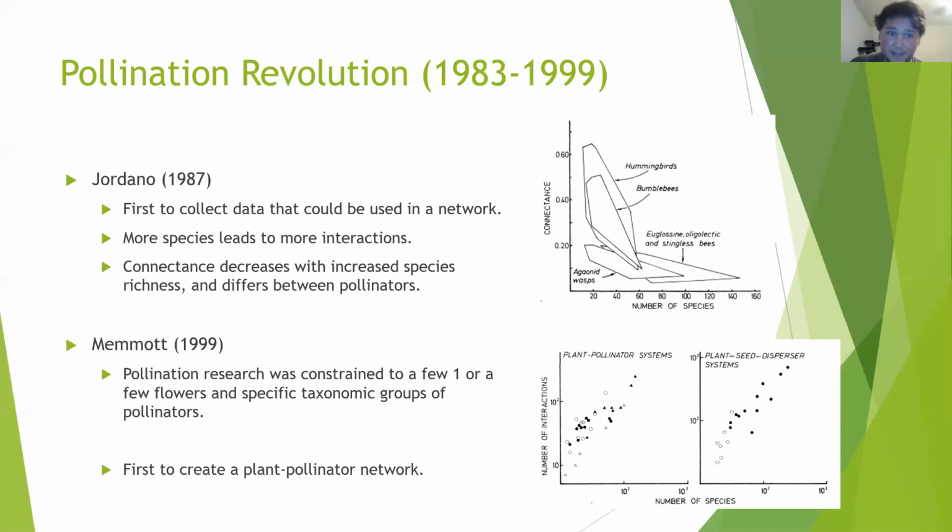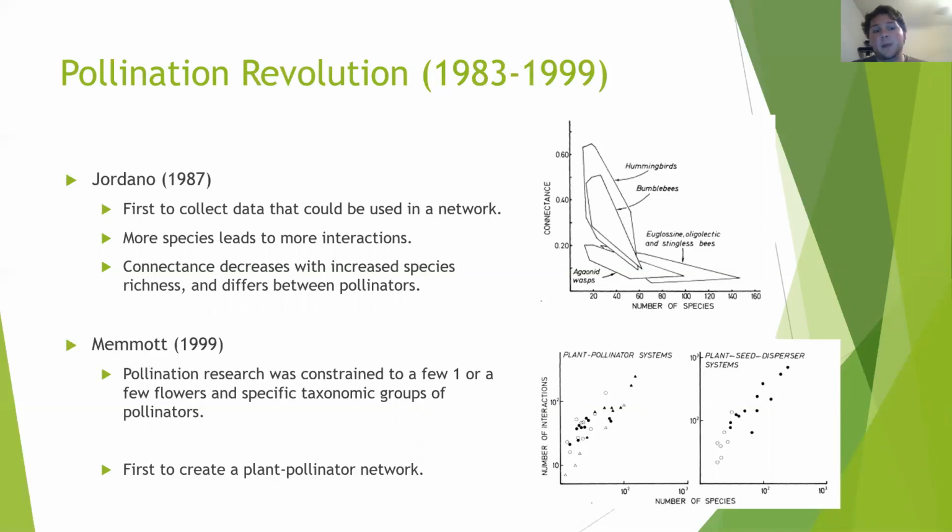And he also realized that connectance decreases while species richness increases, but differently in different pollinators. So for instance, in smaller pollinators, like the euglossine bees right there, you're going to see a lower overall rate of connectance compared to hummingbirds and bumblebees, which are large and can travel between these different communities, whereas you're not going to see that with small bees. They're not going to travel as far, for instance.